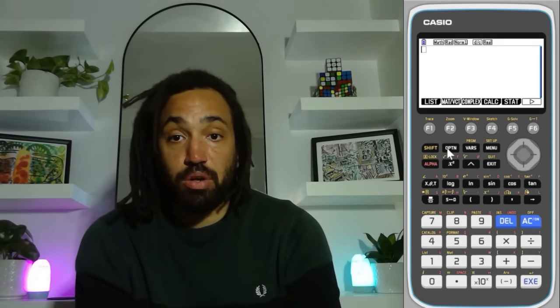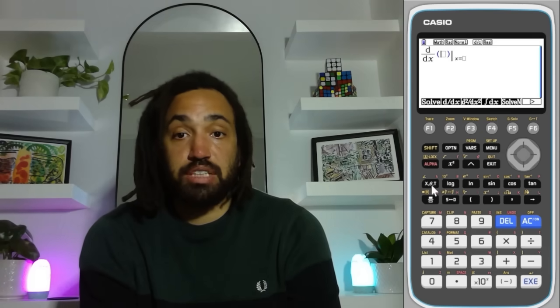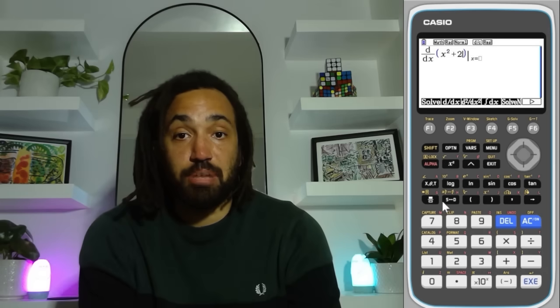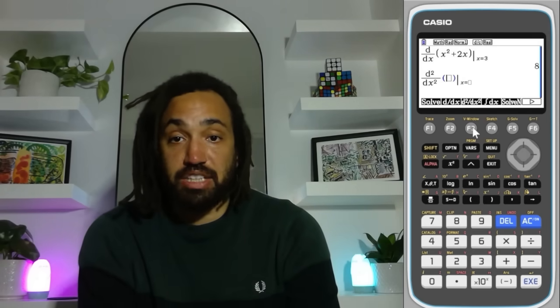So I can click on option and then go to calc and then go to d by dx. And let's say I wanted to differentiate x squared plus 2x. Well, I'll just type it in and it will give me the value of the derivative at a particular point. So if I click x equals 3, it tells me that at that point the derivative is 8. So that's great for checking.